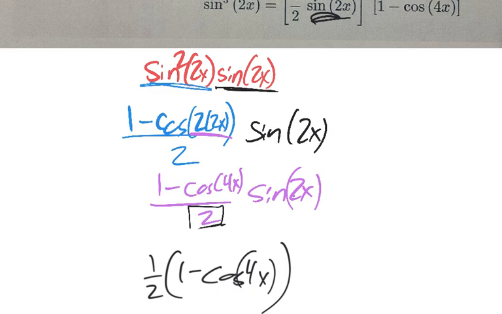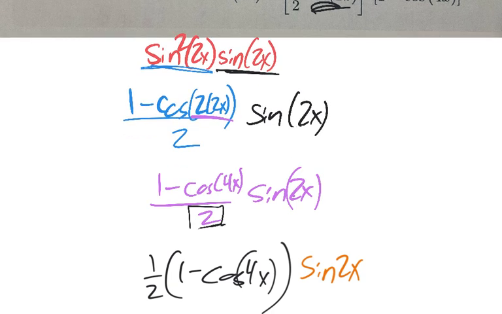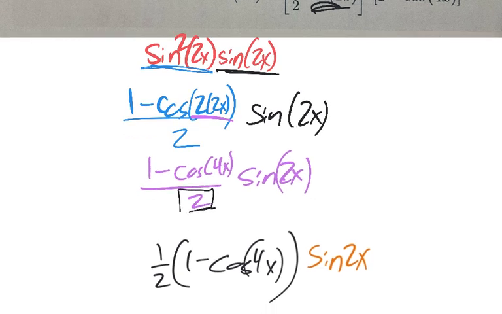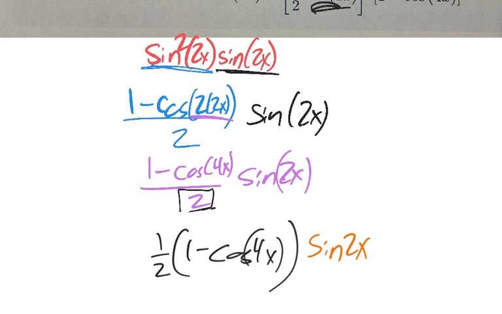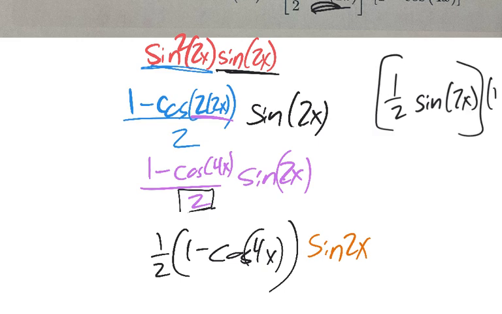And then we're going to bring down the sine of 2x. And we basically have this answer. We just have to rearrange it, right? Everything's being multiplied, so we can just multiply in any order we want to. So they put the 1/2 in the front, and then they multiply that by sine of 2x, and then they're multiplying all of that by 1 minus cosine of 4x.